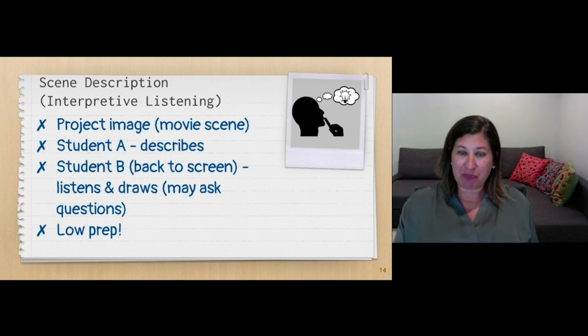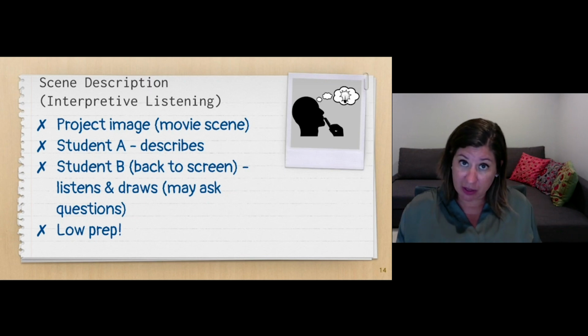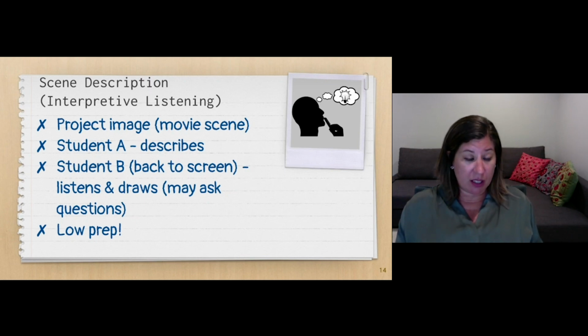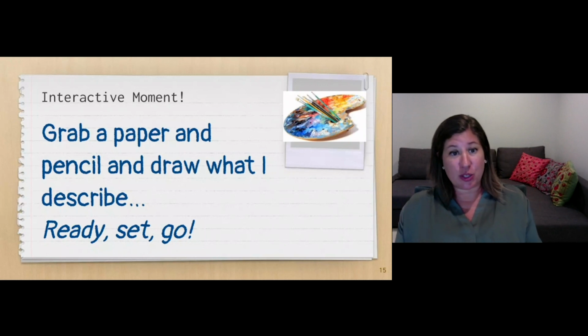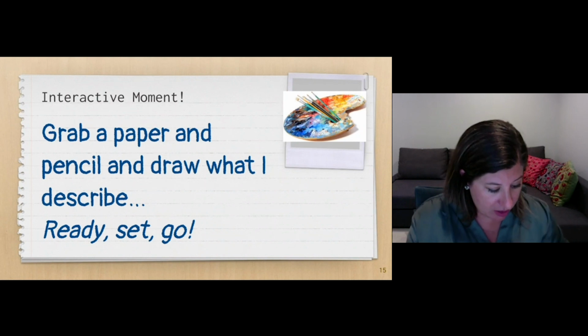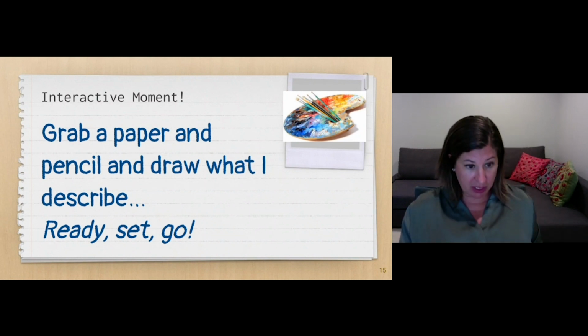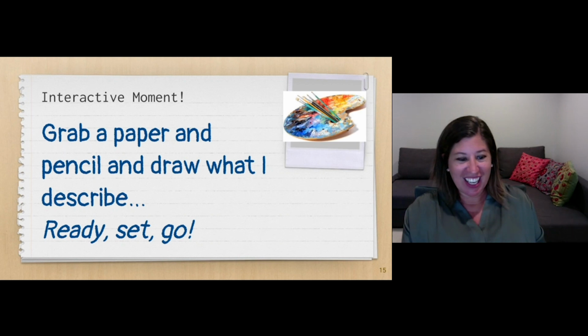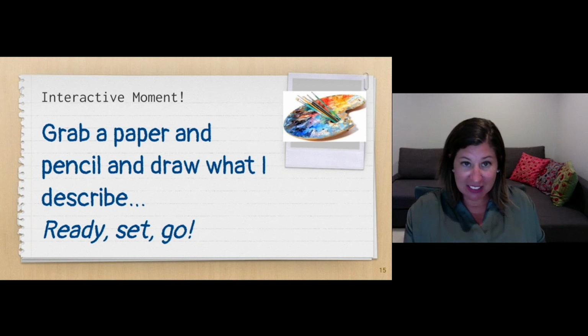It's an art description. So I'll take a movie scene and I'll throw it up on the board from the PowerPoint, and student A will be looking at it, and student B turns their desk around so their back is facing. So all they're doing is listening to student A's description, and then they're drawing whatever they hear. So how about we try it? As a little interactive moment, why don't you grab a paper and pencil, and when I start describing, you just draw what you hear. Okay? Ready, set, go.